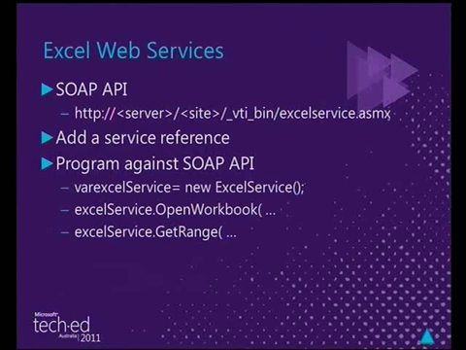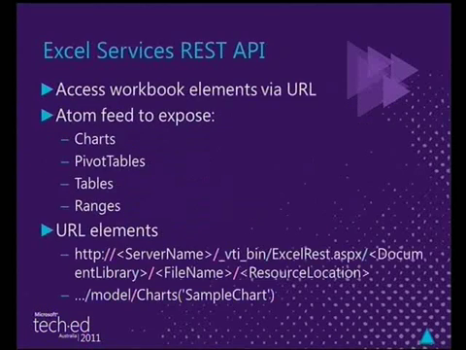If you have a look at the web services, if you're calling from on-premise, you might use a web service. You can call the ExcelService.asmx, add the service reference, and then you've got the full SOAP API there. You can program to get the workbook, get ranges out of the workbook that are stored up in SharePoint, get charts, all those kinds of things that you need to do.